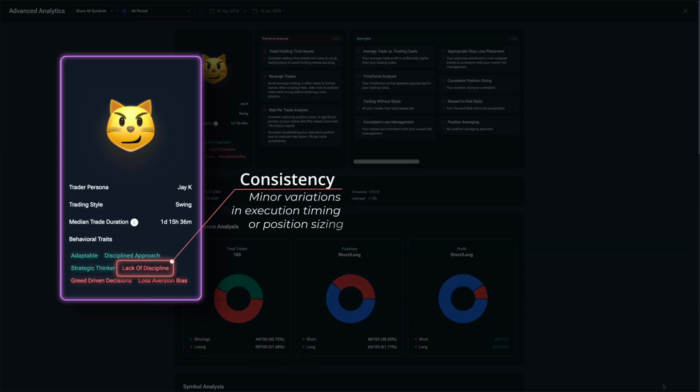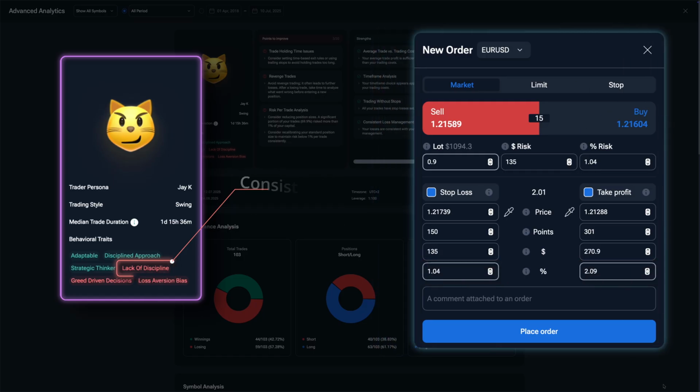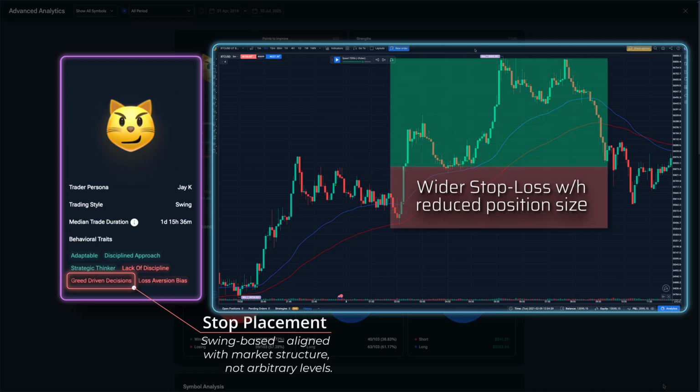Negative traits. Lack of discipline. This likely comes from slight variations in our execution timing or position sizing calculations that weren't perfectly consistent. Greed-driven decisions. When our stop losses were further away, larger swings, our position sizes were smaller to maintain 1% risk, but we held for the full 2-to-1 target.